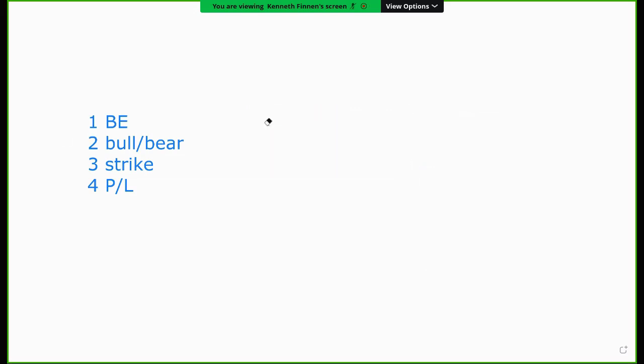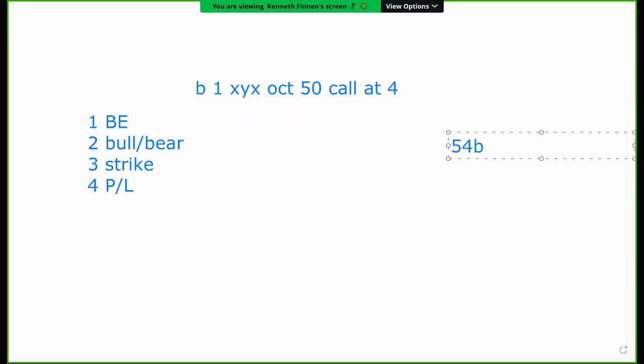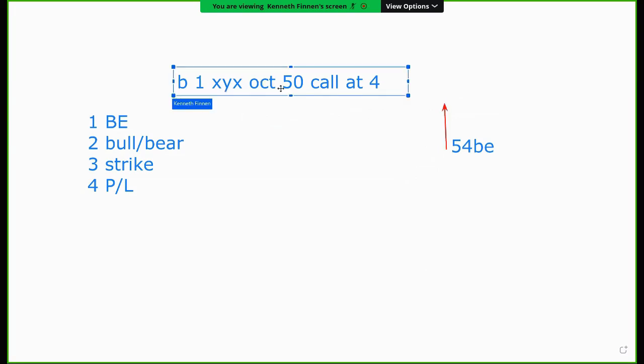So let me show you different. Same 4 rules. Buy 1 XYZ October 50 call at 4. So just go through the steps. What's my break even? 54. Good. Am I bullish or bearish? Bull. Is everyone on board with this so far? Why is it bullish? It's a call. Okay. Now, what's my third step? Strike is 50. Yep.